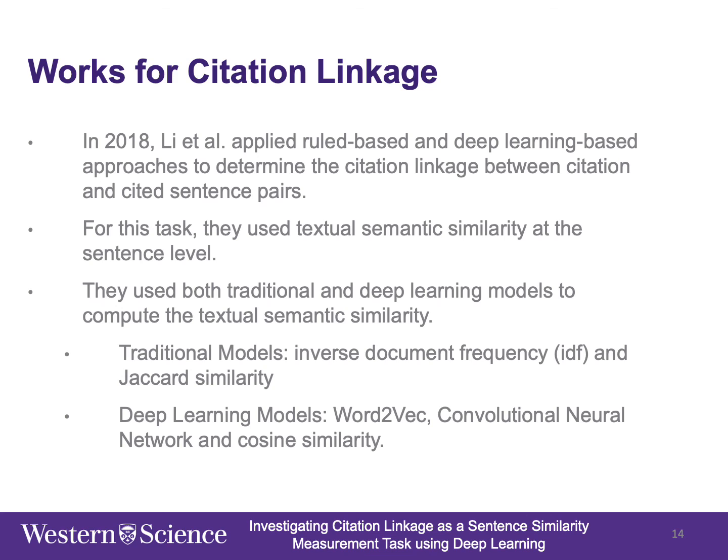In 2018, Lee et al. applied the citation linkage task over natural language processing research articles. For their work, they used both traditional and deep learning models. For the traditional models, they used IDF and Jaccard similarity, and for the deep learning models, they used word2vec, convolutional neural network, and cosine similarity.